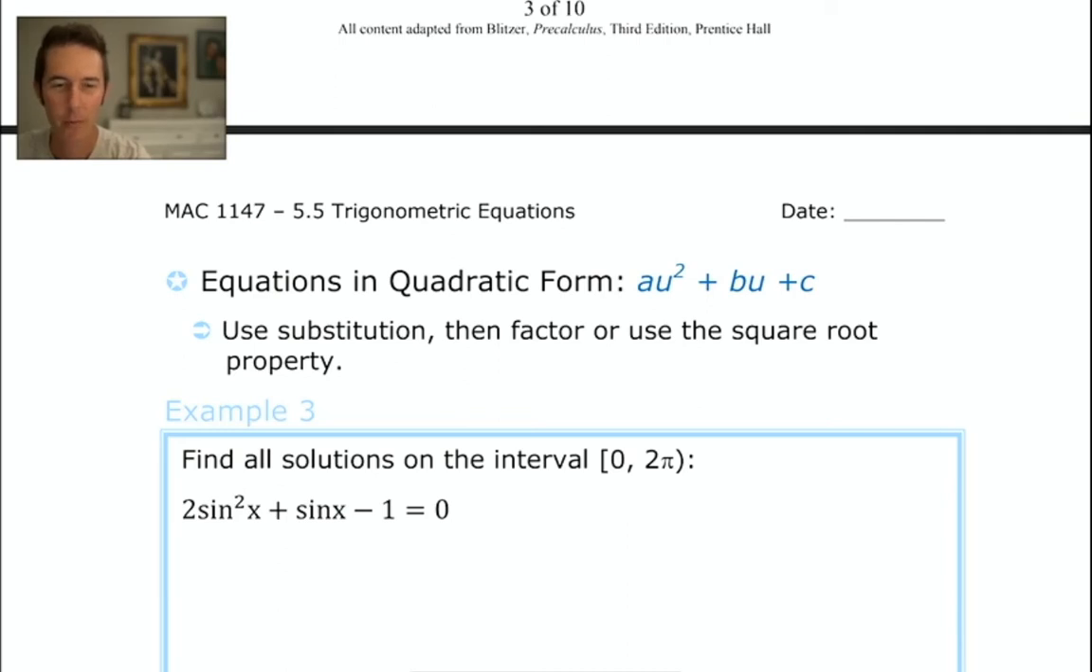All right, picking up right where we left off. I haven't touched a thing. I haven't even moved a muscle. We're going to look at quadratic type equations that contain trig functions. So look down here.